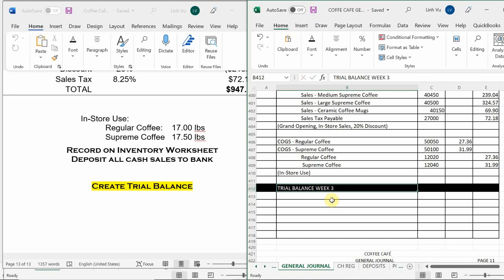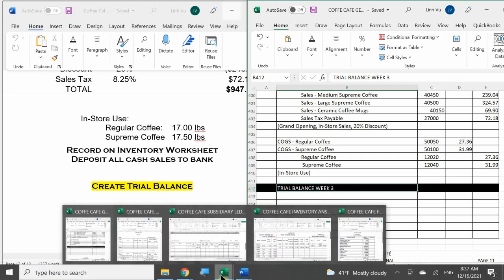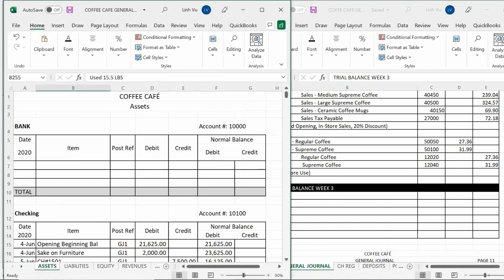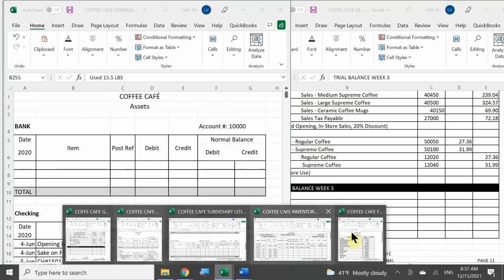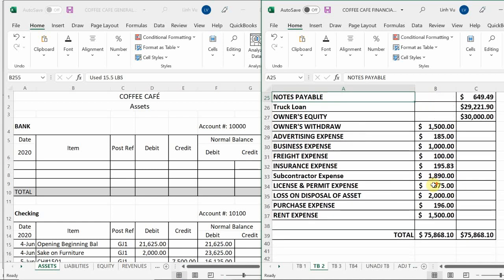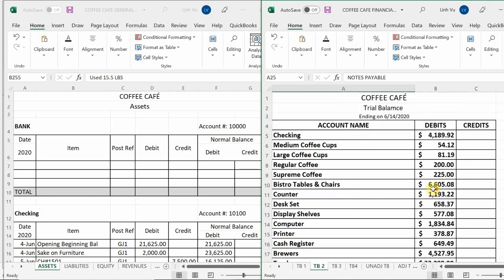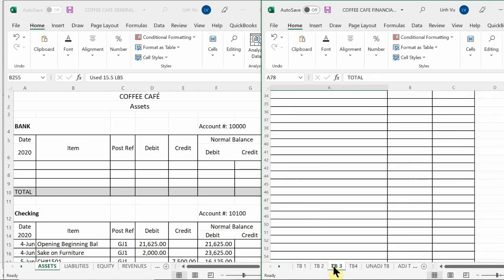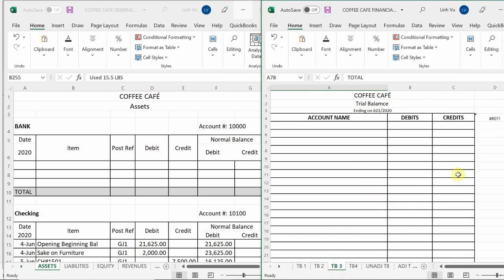Now, of course, that means I'm going to be saving everything because I only need two worksheets for this. I just need only my general ledger and my financial forms. Okay. So in this case, our second trial balance came out good. So now I'm going to go ahead and create my third trial balance. Okay.